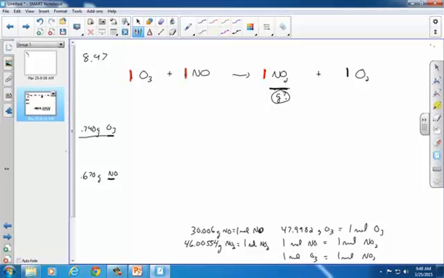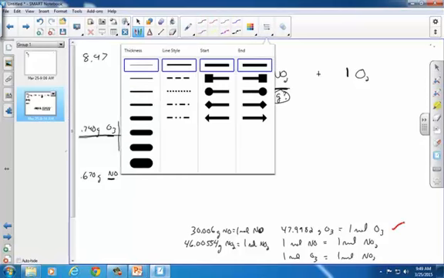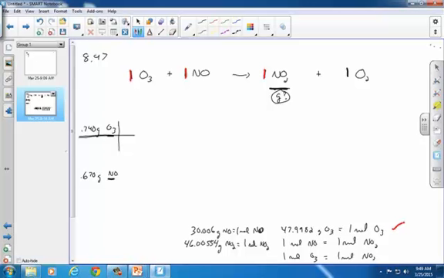So what I want to do is convert these 0.740 grams of O3 into grams of NO2. So I'll use the relationships I have. This relationship here tells me that I have 47.9982 grams of O3 equal to 1 mole of O3. If you don't know what to do in these conversions, you're not sure what to do in your first step, just convert whatever you have into moles.